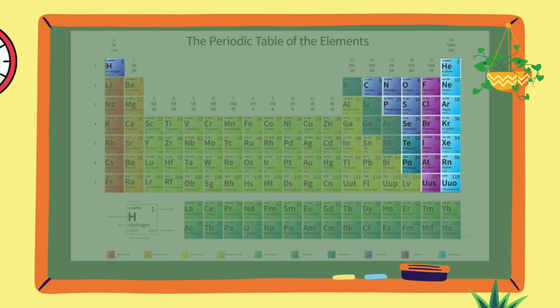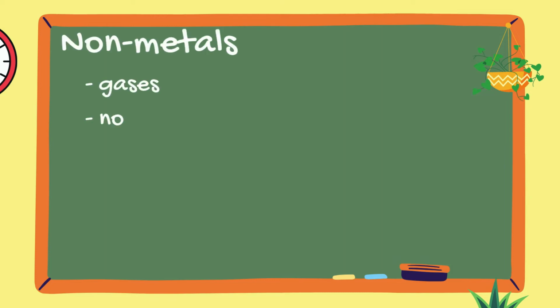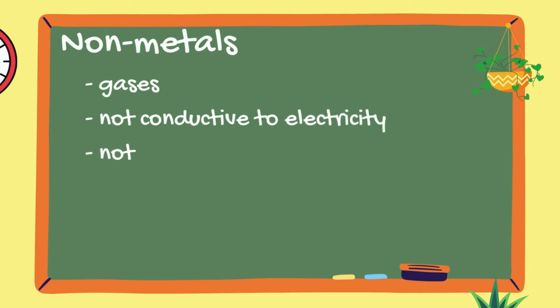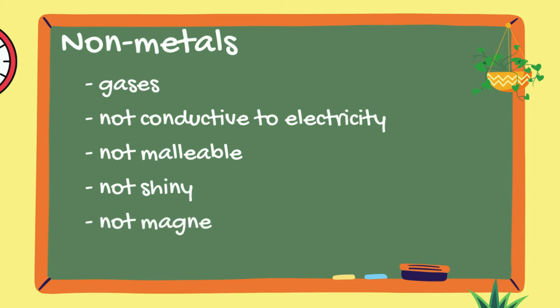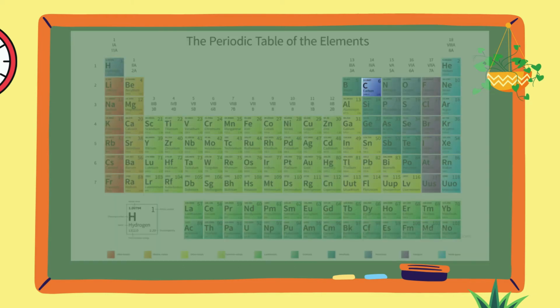Nonmetals are found on the right side of the periodic table. They are mostly gases, typically not conductive to electricity, not malleable, not shiny, and not magnetic. They tend to gain electrons and become negatively charged. Examples of nonmetals are carbon, oxygen, sulfur, nitrogen, and chlorine.